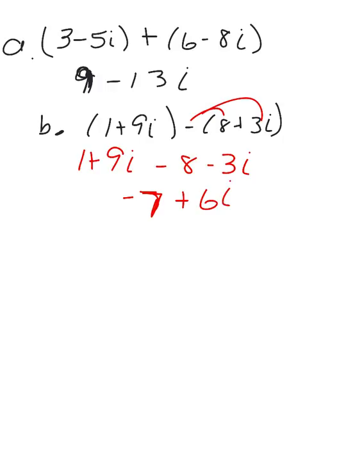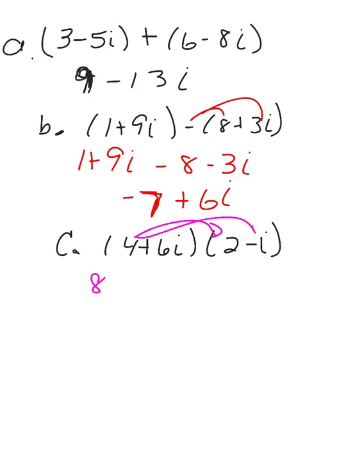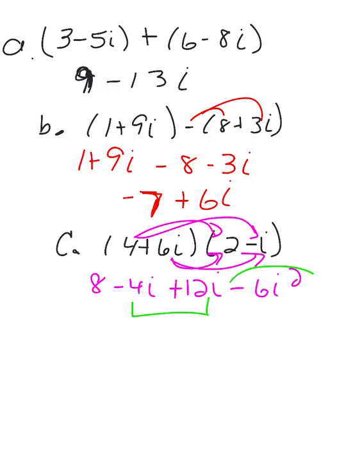Okay, so let's take a look at C. So C is multiplying, so it's 4 plus 6i times 2 minus i. So I double distribute. 4 times 2 is 8. 4 times negative i is negative 4i. 6i times 2 is 12i. 6i times negative i is negative 6i squared. Combine like terms, the minus 6i squared becomes actually plus 6. So that's 8 plus 6 is 14. Negative 4i plus 12i is positive 8i.